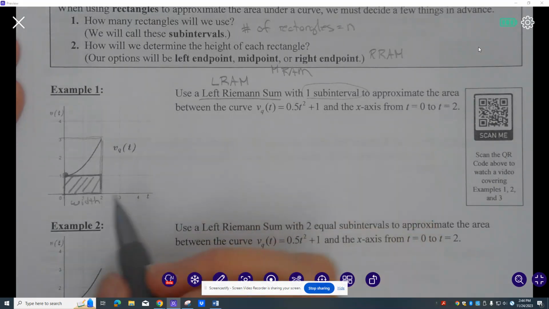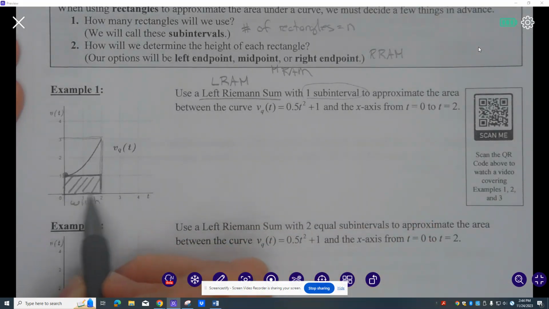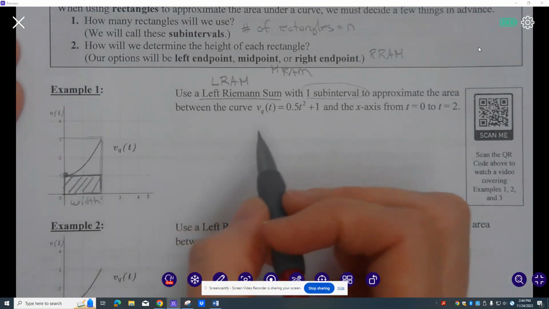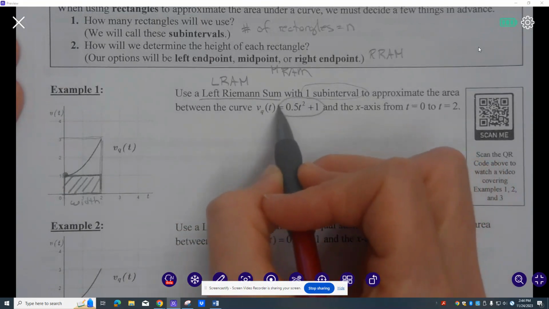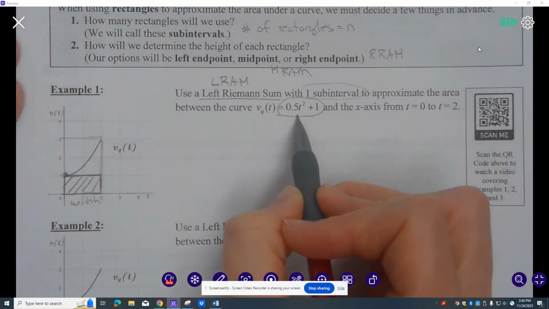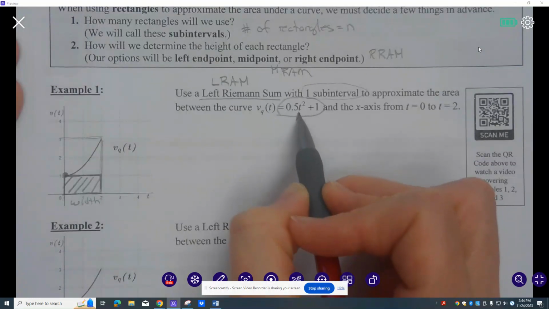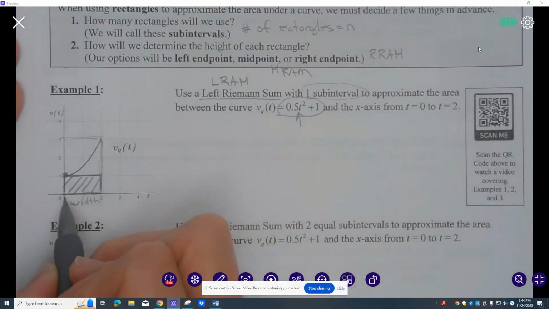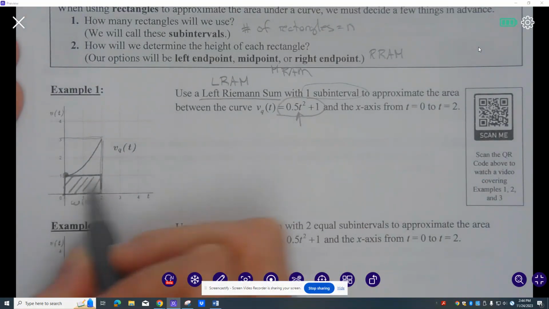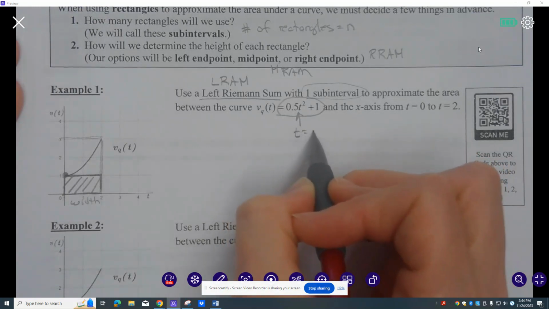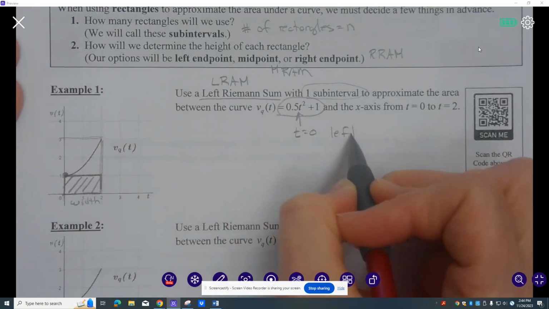So it's going to be 2, right? Because it's one tall and 2 wide. It's going to be 2. But you can think using this function, I'm plugging into this function to find my height. I'm plugging in t equals 0 because that is the left endpoint.